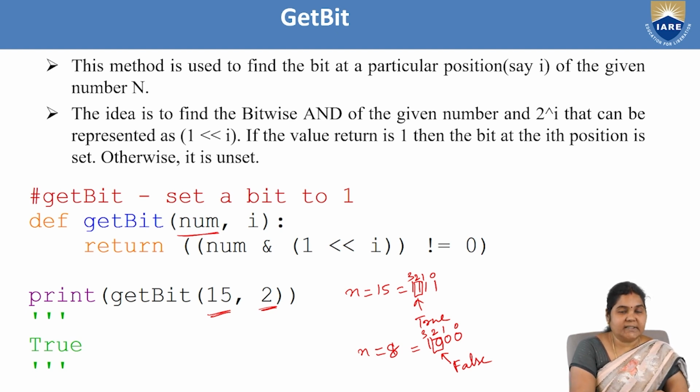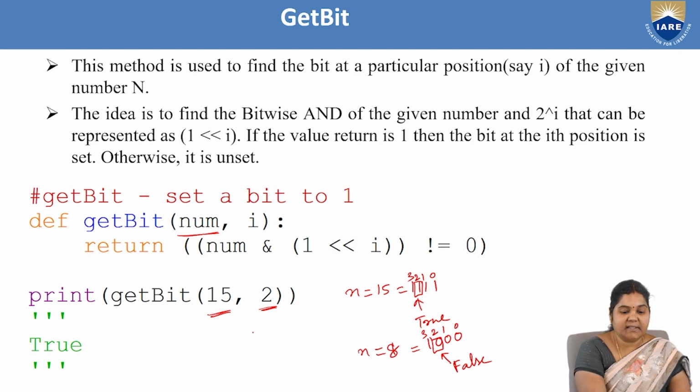That means through this example, you are trying to know whether a particular bit is set or unset. If it is set, the method will return true. If it is unset or clear, then it will return false. So this is just knowing at a particular position whether that particular bit is set or unset.